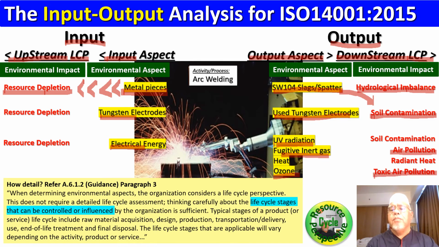These are some examples. The UV radiation is actually causing radiant heat, not soil contamination. Sorry about that. We have not corrected this. Okay, so this is about the identification of environmental aspects from arc welding.